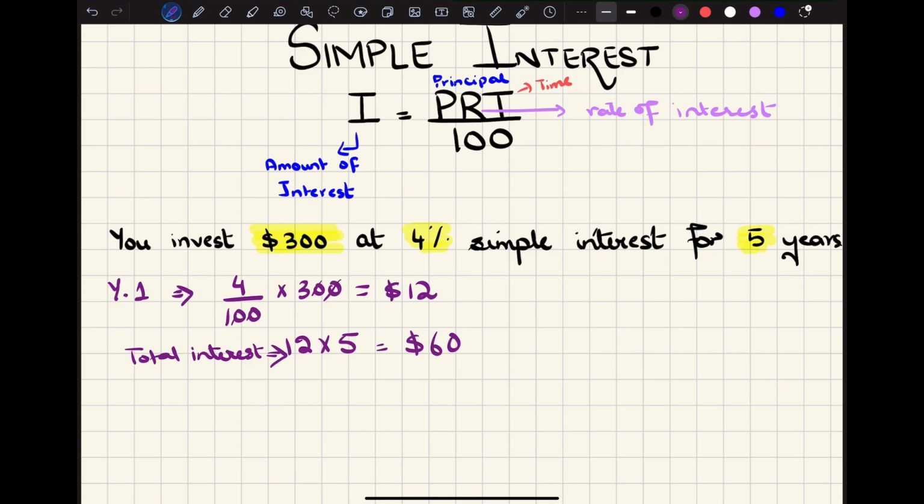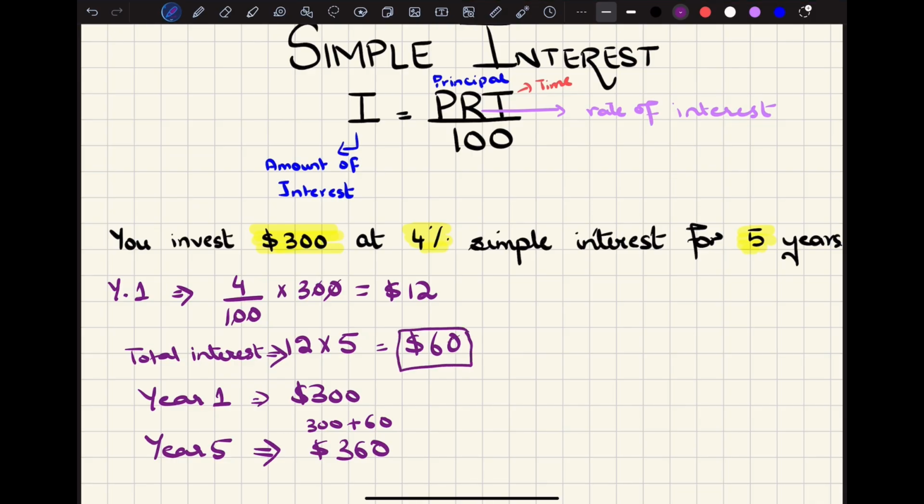So you invested $300. Year 1, you had $300. And at the end of year 5, you're going to have $300 plus 60, $360. Why? Because you've earned $60 in 5 years. Okay? This is without applying the formula. So you're just generally solving it using simple mathematical logic. Now let's apply the formula here and see if it works. Okay? So here it goes.